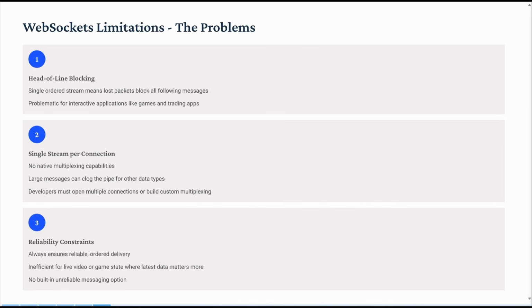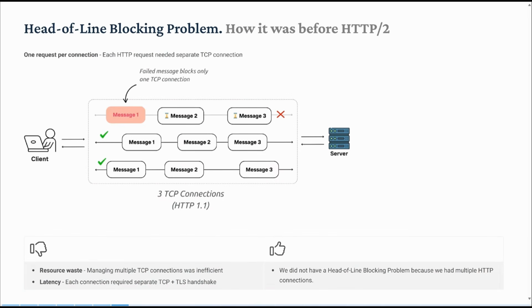To understand why these limitations matter and how we got here, let's look at the evolution of web protocols. Back in the HTTP 1.1 days, each HTTP request needed a separate TCP connection. This was very resource-intensive for several reasons. Managing multiple TCP connections was inefficient. Servers had to maintain many simultaneous connections, eating up memory and file descriptors. Each connection required a separate TCP handshake plus TLS handshake, adding significant latency, especially on mobile networks or long-distance connections.